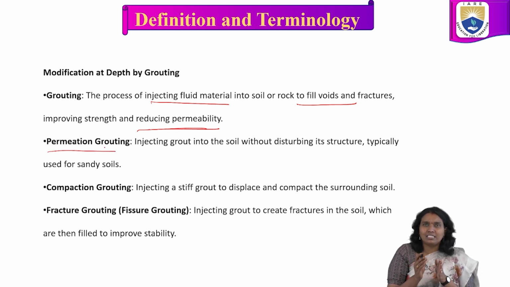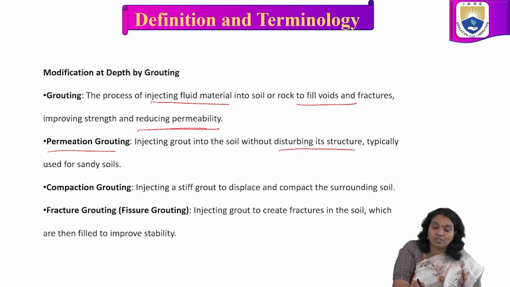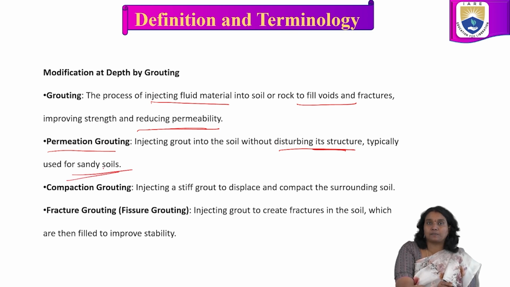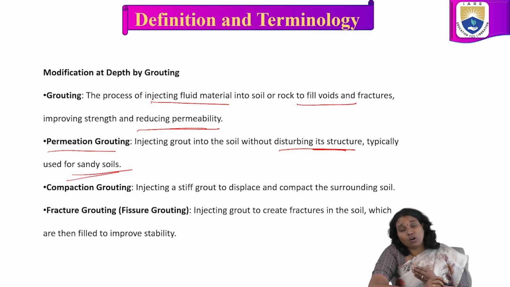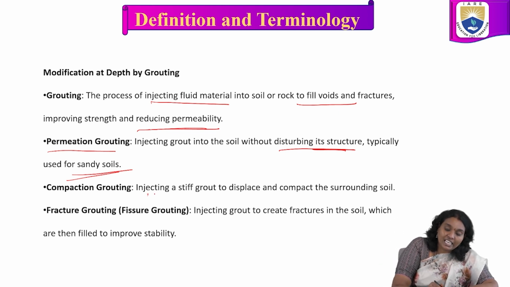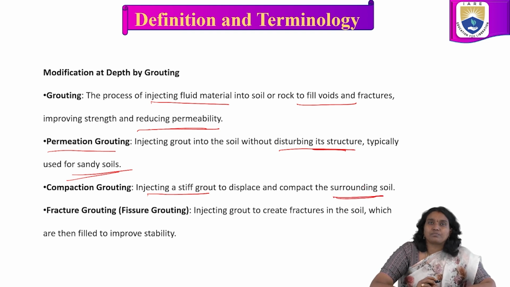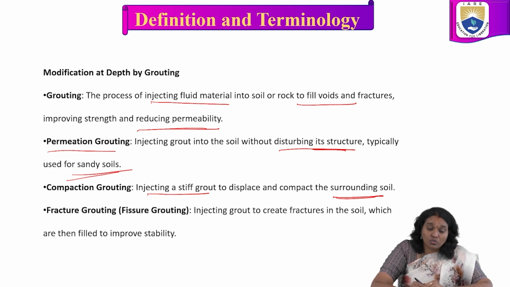Permeation grouting, injecting grout into the soil without disturbing its structure. In some situations, whenever we are doing the grouting, there may be some disturbance. So injecting grout without disturbing the structure, that is nothing but permeation grouting, typically used for sandy soils. Where we use it also depends upon the type of the soil. So the compaction grouting, injecting a stiff grout to displace and compact the surrounding soil. So we are going to inject a stiff grout to displace and compact the surrounding soil.